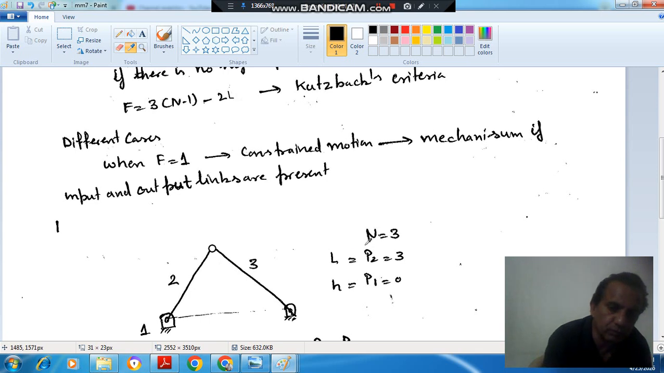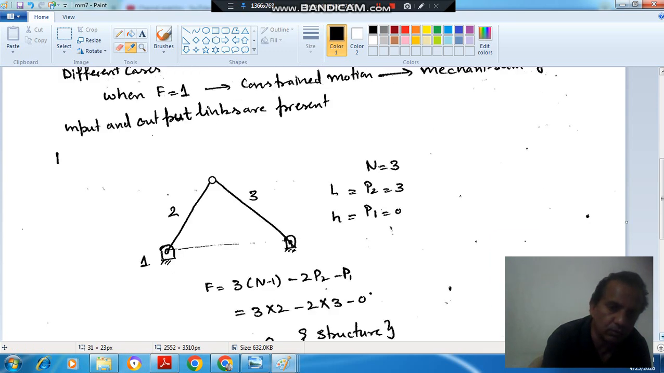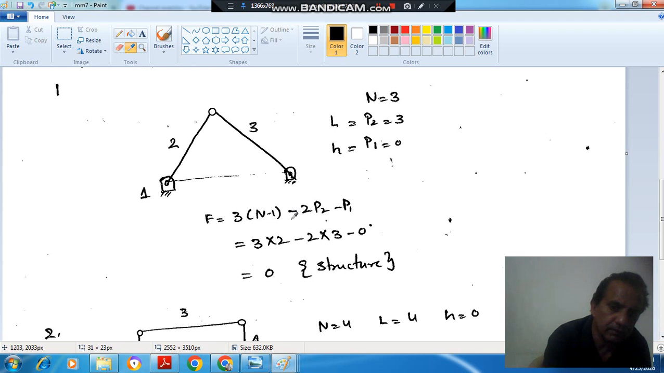Because the number of links is 3, the number of lower pairs is also 3, because 1-2, 2-3, 3-1 are lower pairs, and the number of higher pairs is 0. So if we use the formula, we get the degree of freedom as 0, which is a structure. Okay, so this is your structure. The linkage having 0 degree of freedom is called a structure, and 3 links having all lower pairs constitute a structure.